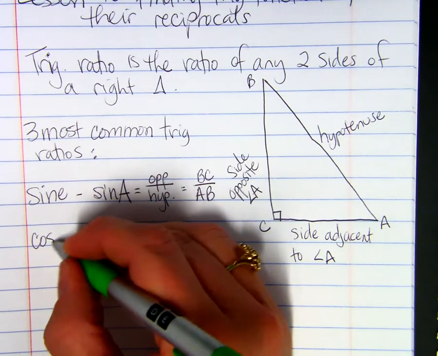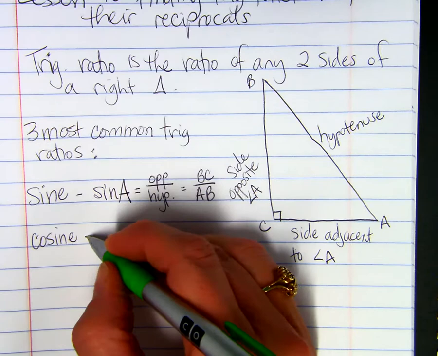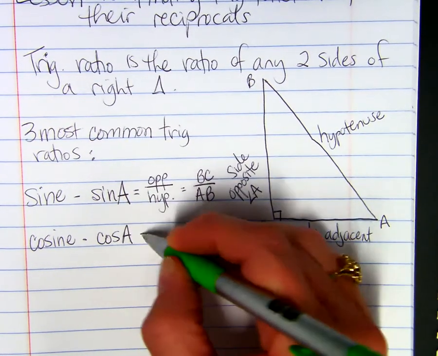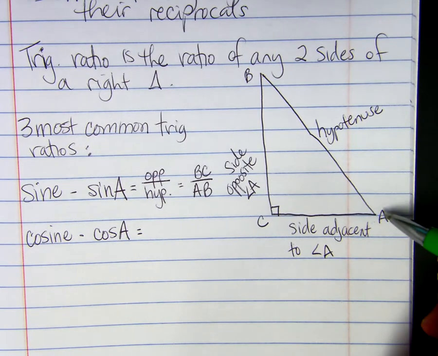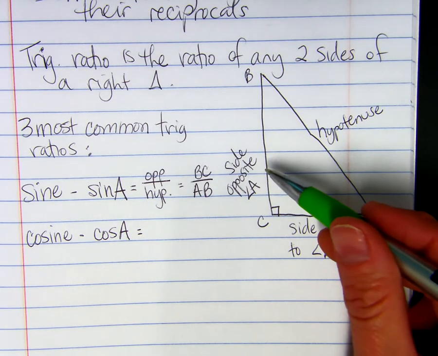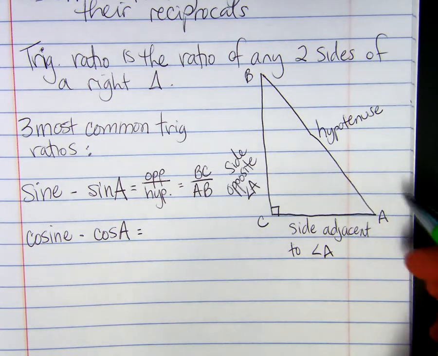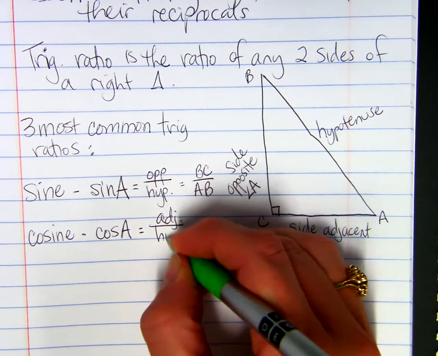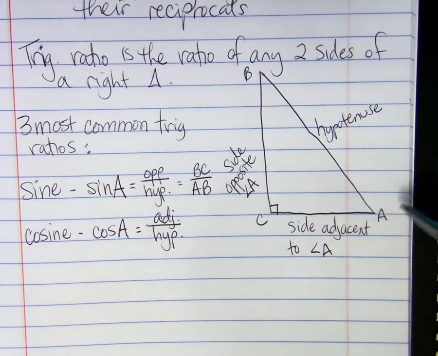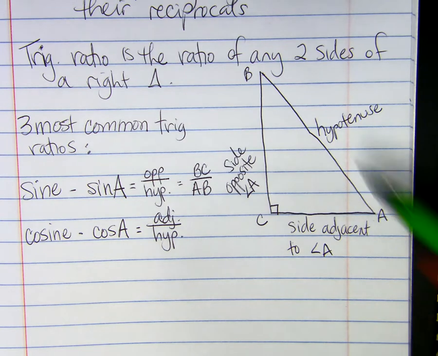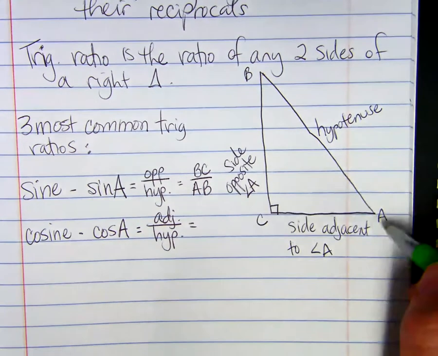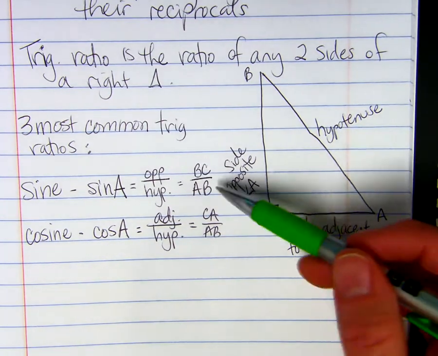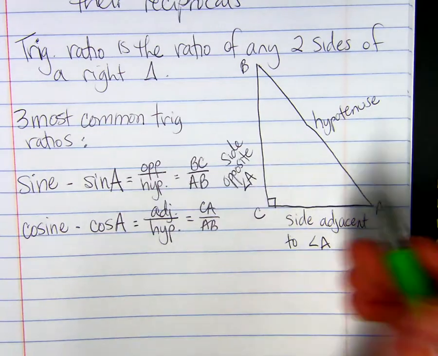The cosine, when we shorten it to three letters, is just COS of A. Looking at angle A, it's going to be the adjacent side length over the hypotenuse. So that's going to be CA over AB. And it's the lengths. That's why I'm not putting little bars over them, because it's how long they are.